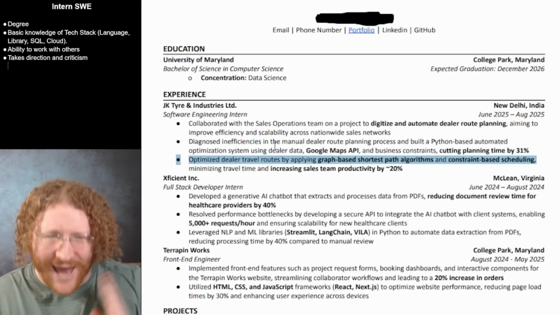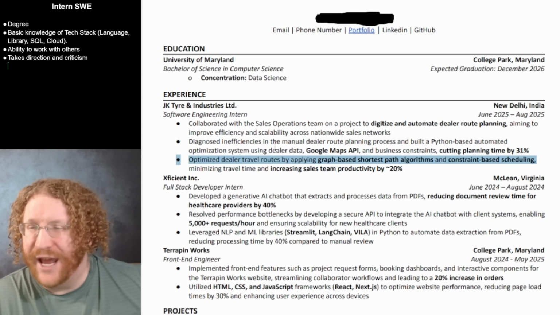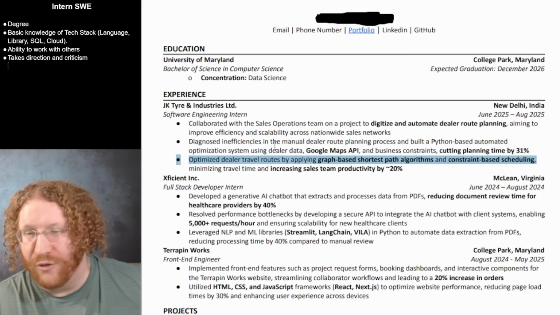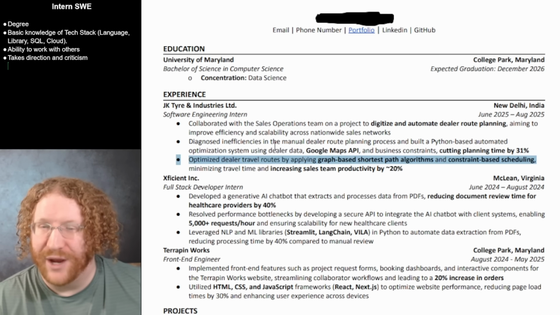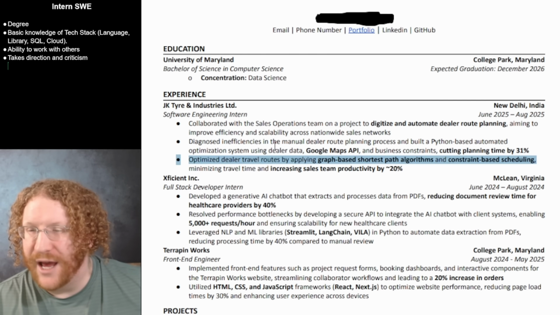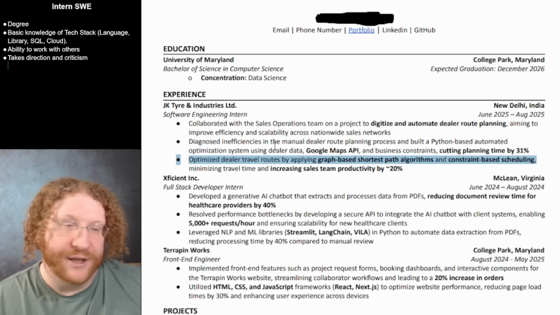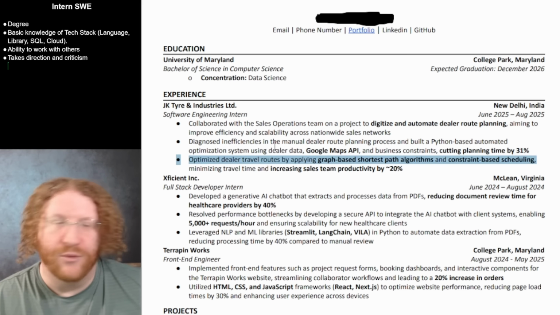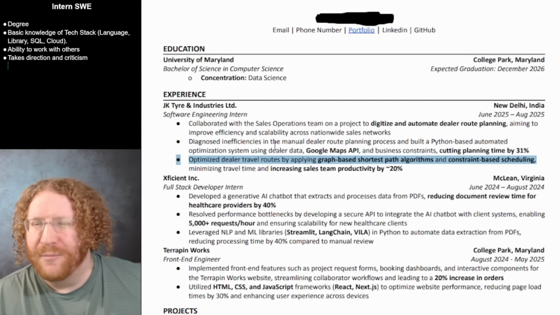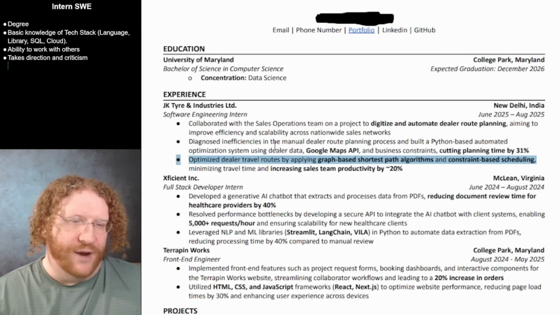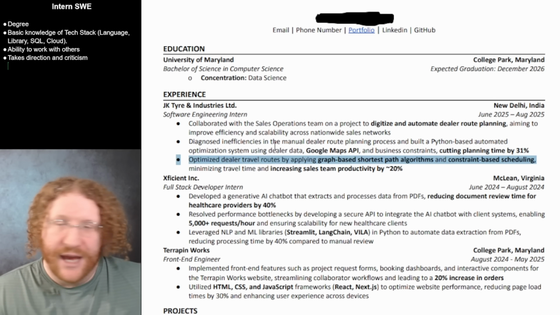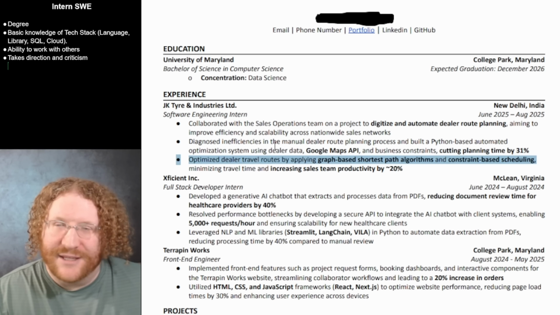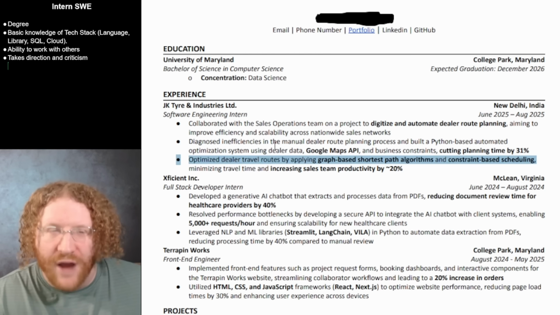At no point have I ever seen a job description state, we are looking for somebody that has optimized dealer travel routes by applying graph-based shortest path algorithms and constraint-based scheduling, minimizing travel time. You will need to increase sales team productivity by a minimum of 20% to be considered. Nobody writes job descriptions like that. Well, they do, but they shouldn't. But nobody wants this, right? Like, this may be impressive, and this may be something you spent 9 months on, but it's not related. If it's not related, it doesn't matter.